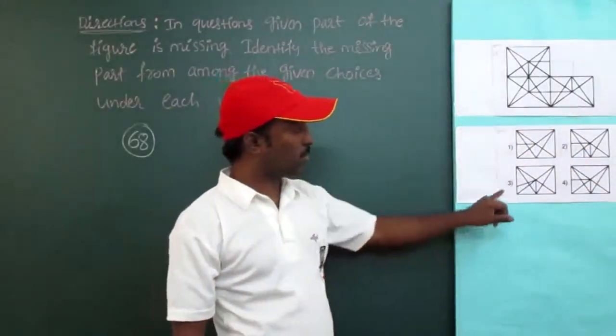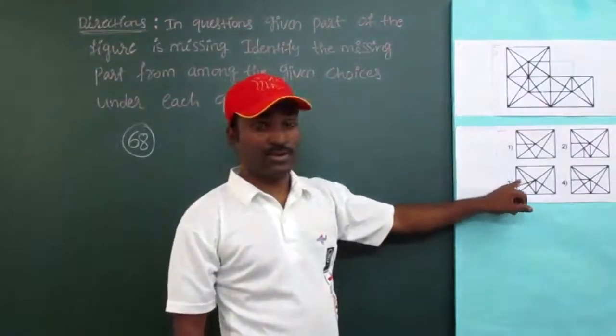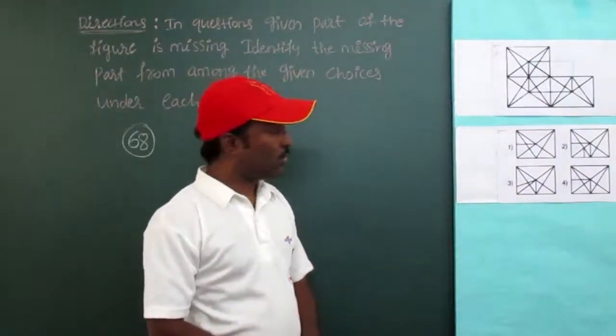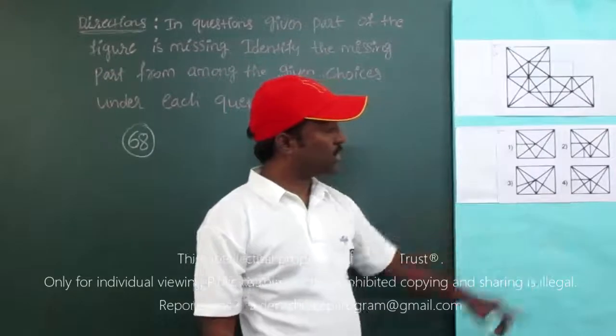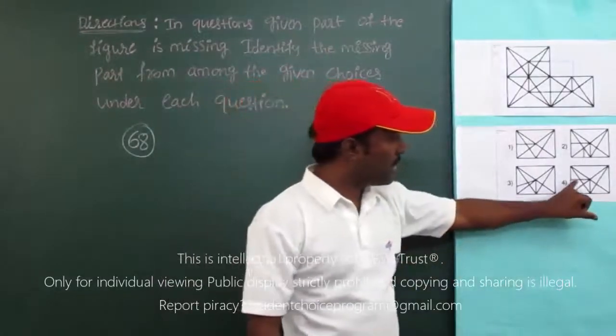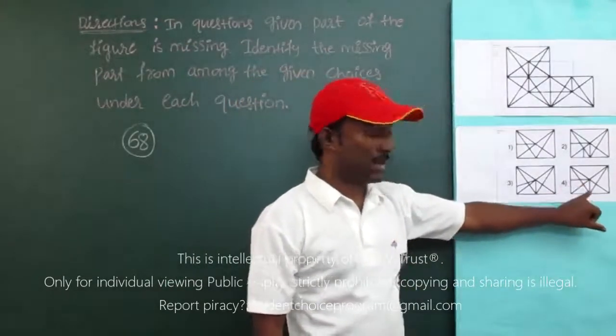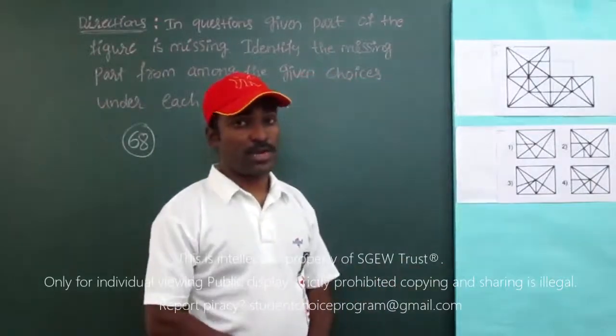Now moving to the third option. The third option does not have that. So the third option is the wrong one. Now moving to the fourth option. Yes, the fourth option has that line. So the fourth option may be my correct option.